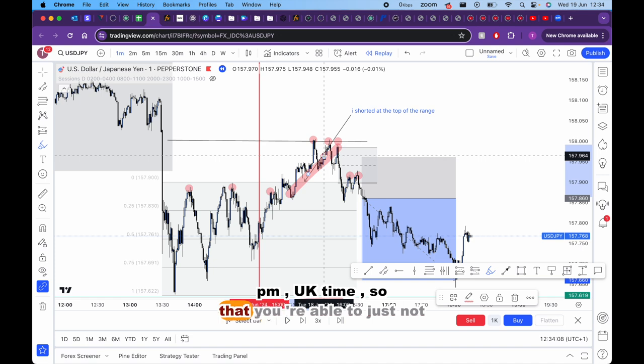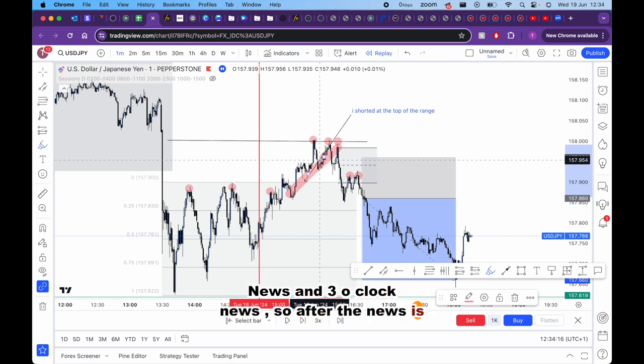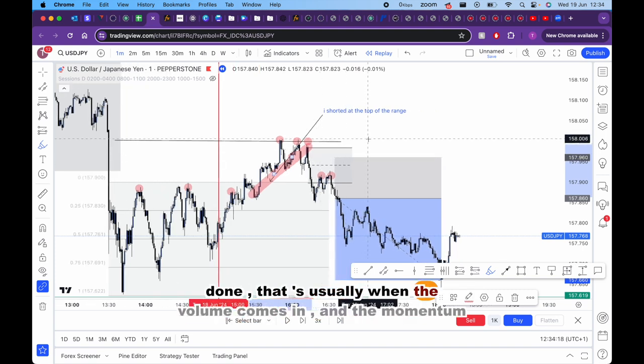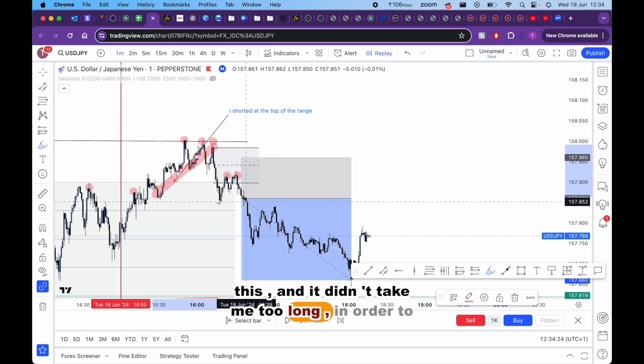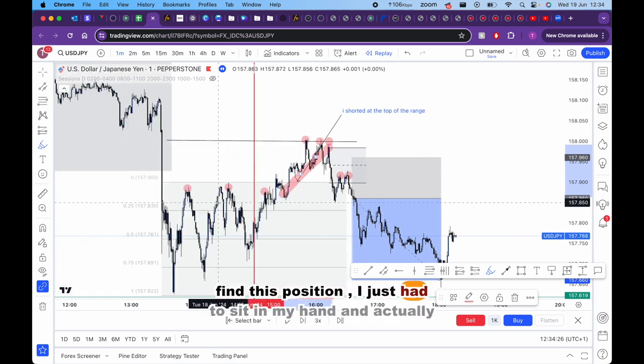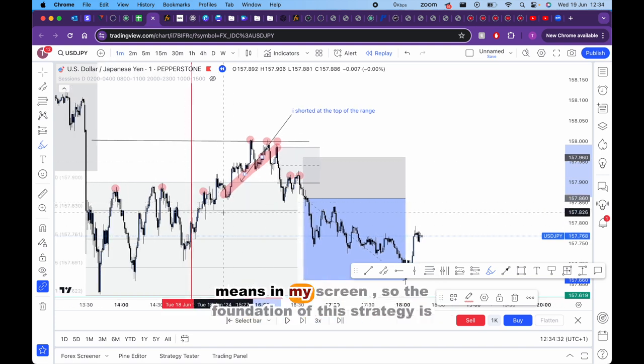UK time, so that you're able to not get caught out in the random movements that happen because of the 1:30 news and 3 o'clock news. After the news is done, that's usually when the volume comes in and the momentum is in the market and you're able to make these sweet trades like this. And it didn't take me too long to find this position. I just had to sit on my hands, look at the market, and understand what all of this data means on my screen.